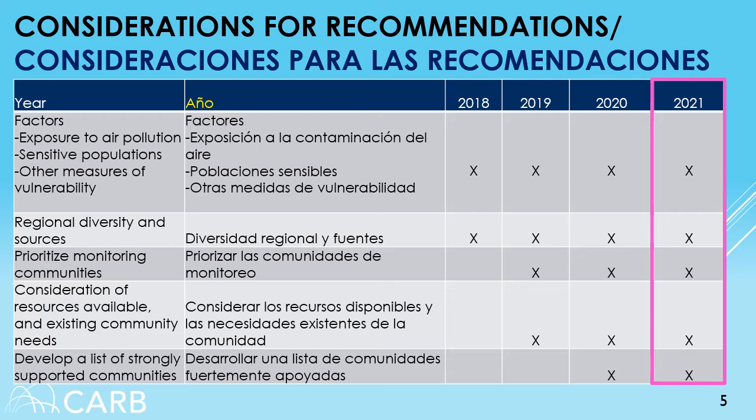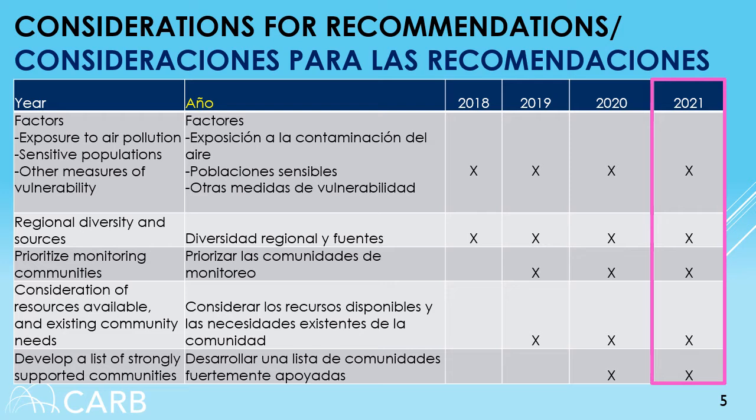This slide summarizes the considerations for the community recommendations as the program has evolved. This slide lists the main factors considered since the beginning of the program. The main thing you'll notice is how each year's considerations builds off the prior year's considerations. In 2018, the initial year of the program, factors driving the community recommendations include exposure to air pollution, sensitive populations, and other measures of vulnerability to assess the cumulative air pollution burden in each community. Additional considerations include regional diversity and a variety of sources.